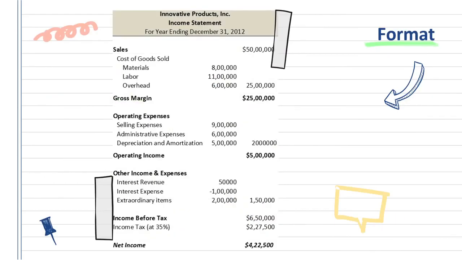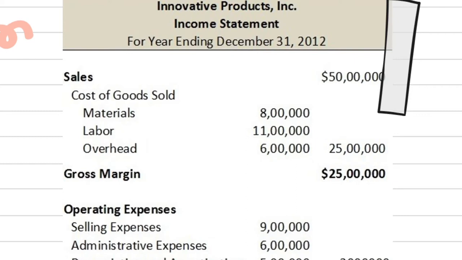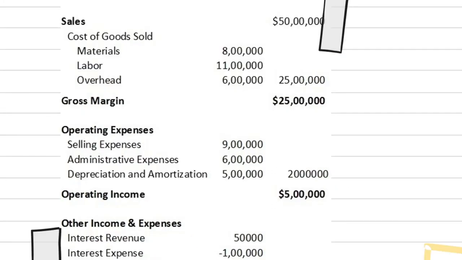Here is the format of income statement. First thing you do is you write sales. Whatever sales you made throughout the period, for example, over here it's for year ending December 31, 2012. Till December 31, whatever sales you made are written over here. Alright, for this year, for this period. Okay, so 50. Then you are going to subtract your cost of goods sold.